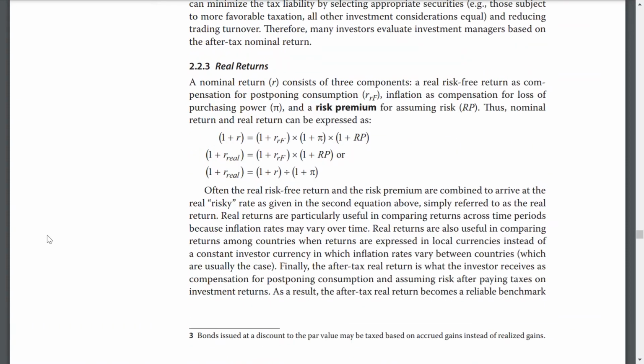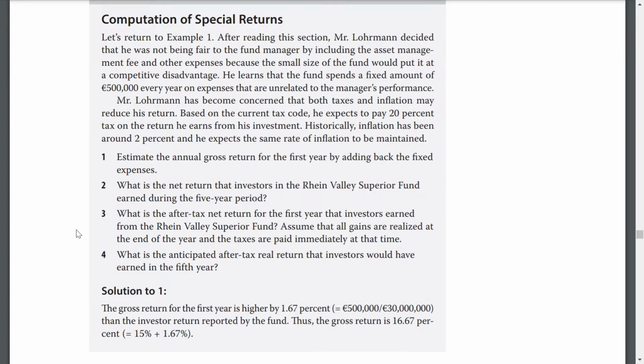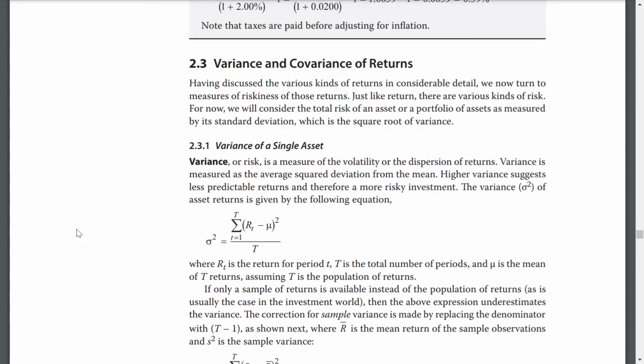The real return, so that's just how you calculate a real return. The leverage return, variance and covariance of returns.